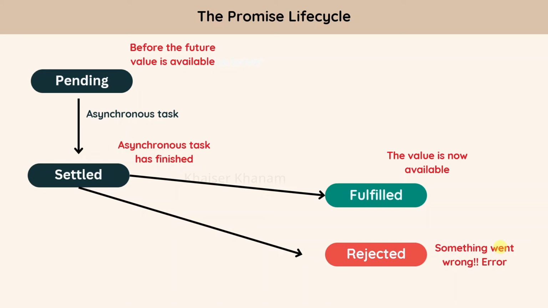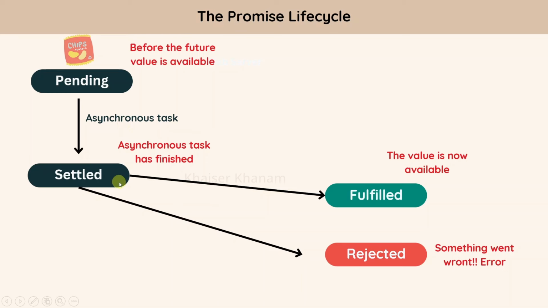Now let us understand this concept using our analogy. Here I bought the promise, that is my chips, and initially it will be pending because I am not aware whether I will be getting a gift or not. So my promise is pending. In between I can perform any task. I don't have to wait for my chips to be opened. In between I can perform any task.